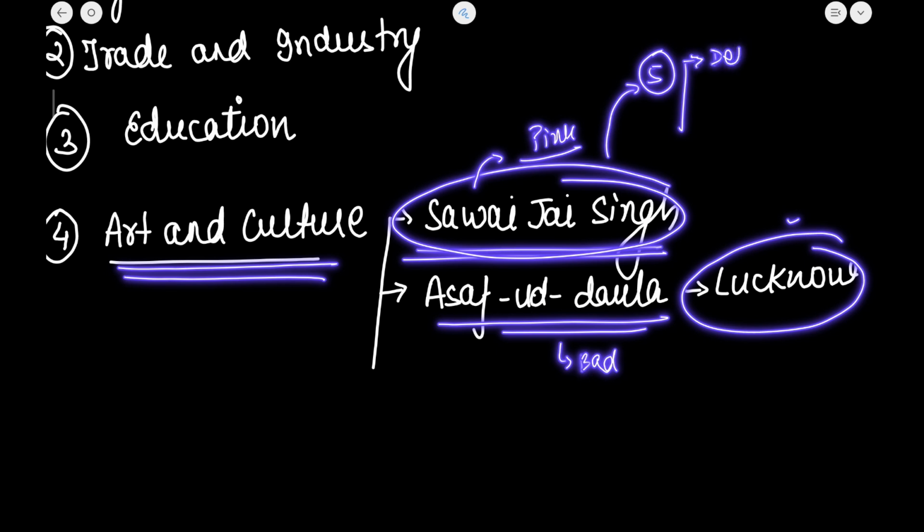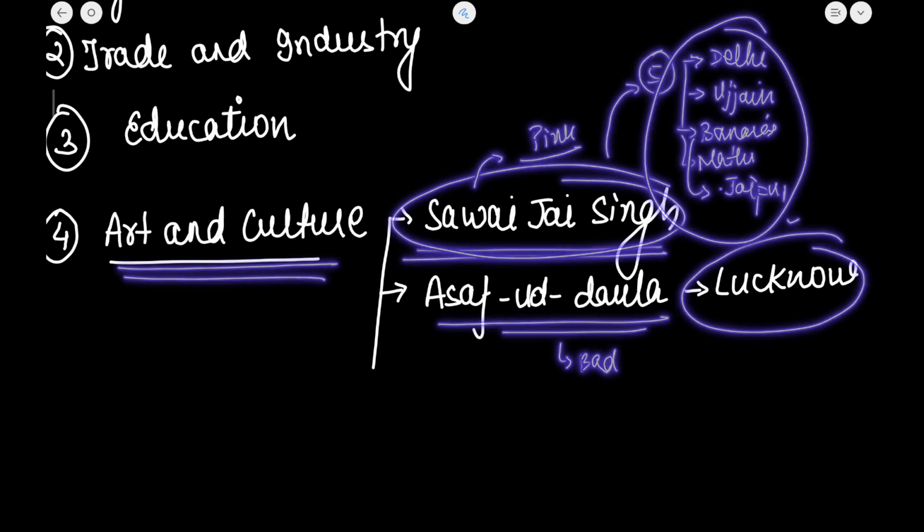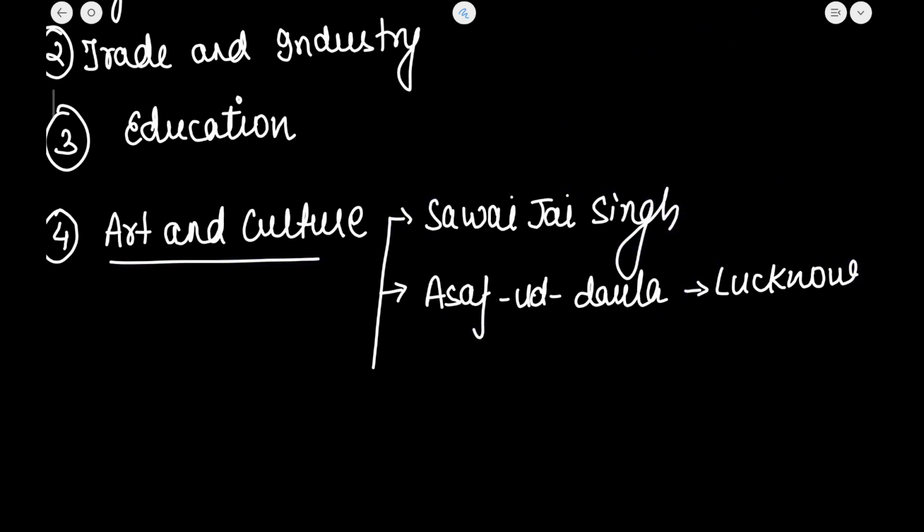So there was an observatory in Delhi, there was an observatory in Ujjain, there was one in Banaras, and in Mathura, and one more city was there: Delhi, Jaipur, Mathura, Delhi, Jaipur, yes, Jaipur, obviously. So these were the 5 observatories that were established by Savai Jai Singh.